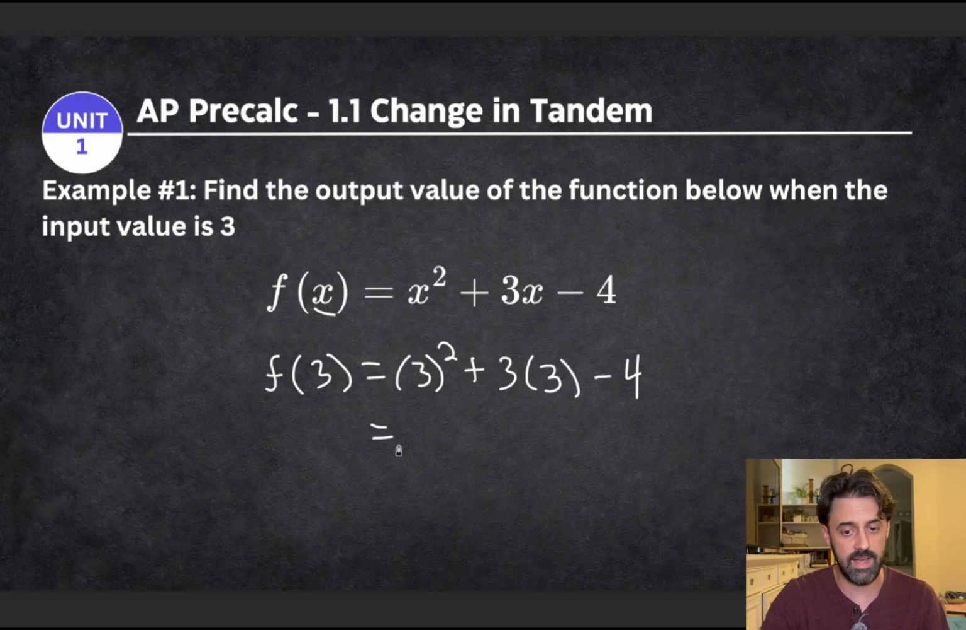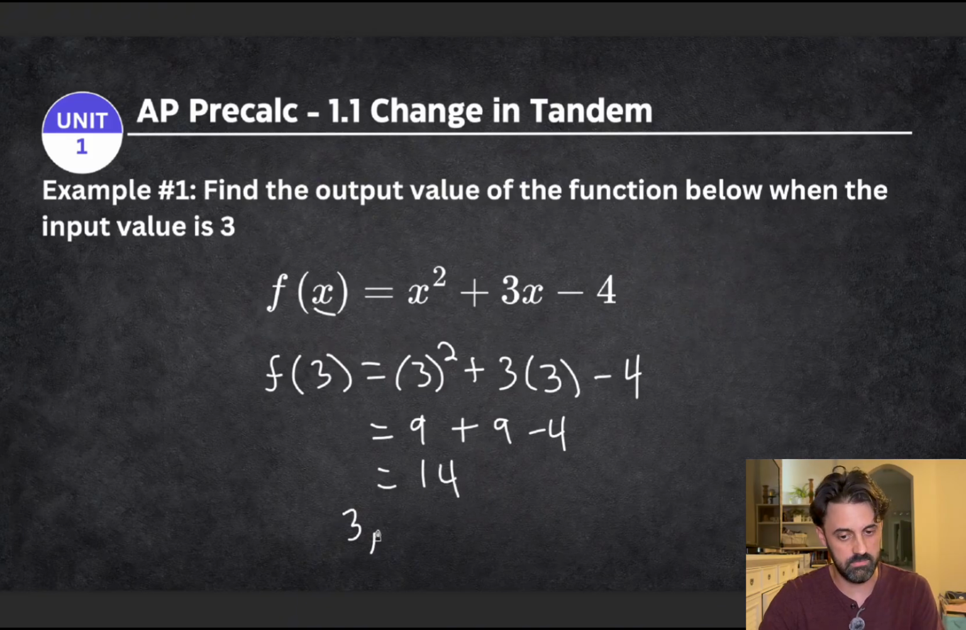Now, all we have to do to evaluate this is follow order of operations. So squaring 3, that's 3 times 3, so 9, plus we have another 3 times 3, so also 9, minus 4. And if we add and then subtract, that gives us 14. All right, 14 is our output value. Think of this as a coordinate point. 3 was the x coordinate, and we plugged it in. It was our input, and we got out 14, which is the y coordinate for this function here.